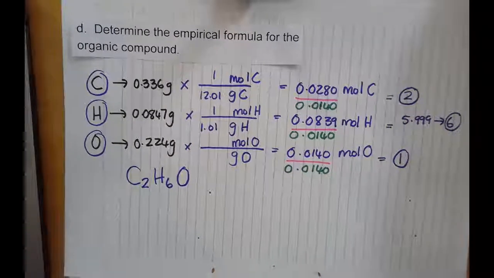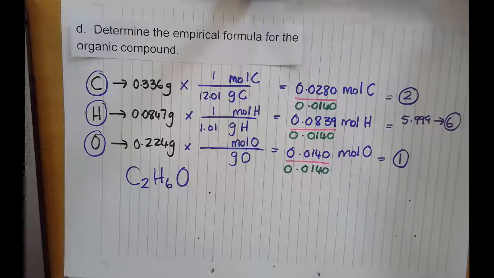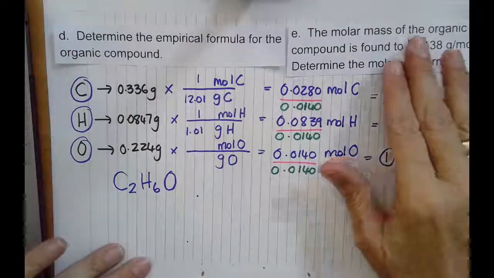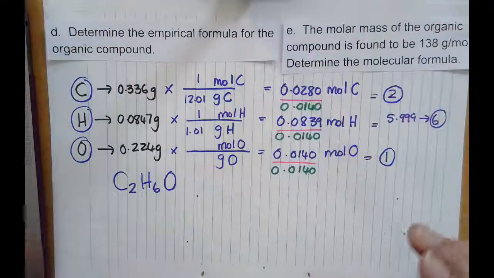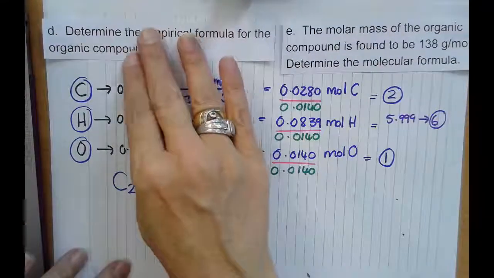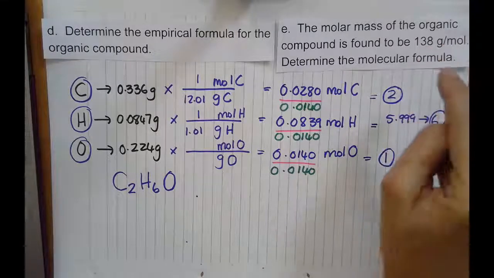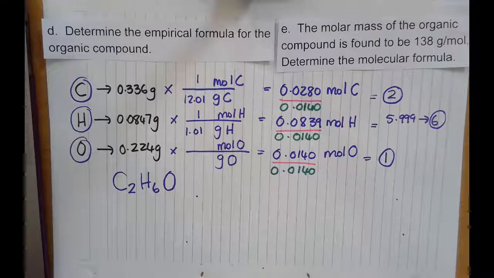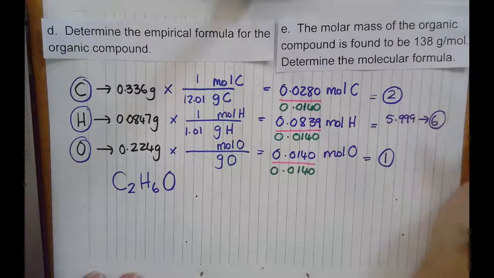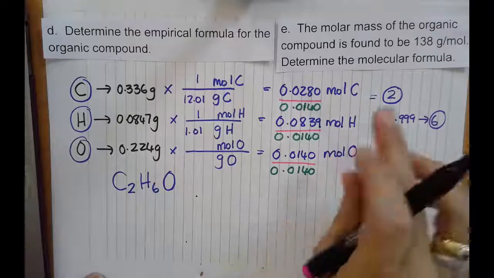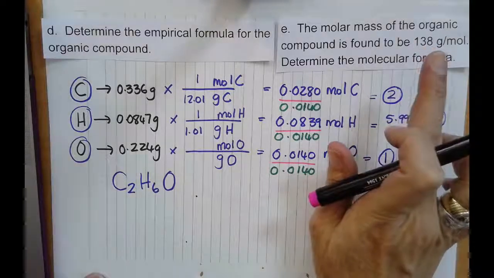My last question that I now have to do is determine the molecular formula. Now the molecular formula is not the simplest ratio, but it is going to be the one that shows you the exact shape of the molecule and exactly how many of each element you have in it. So according to the information given to you in the question, you have 138 grams of the original compound, which means your original compound has a molar mass of 138 grams per mole.